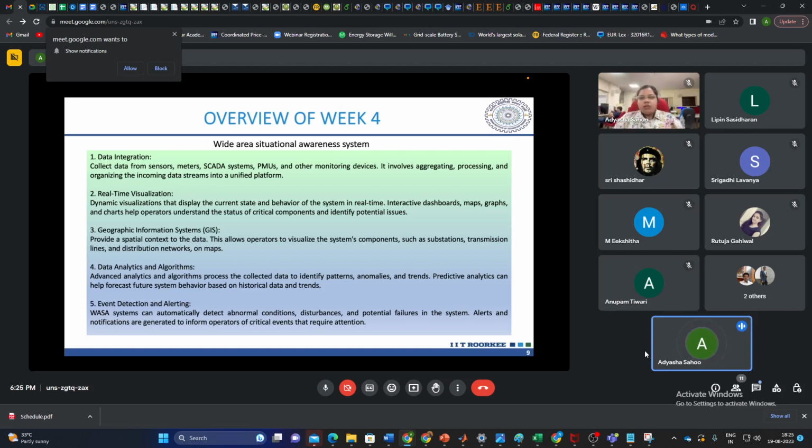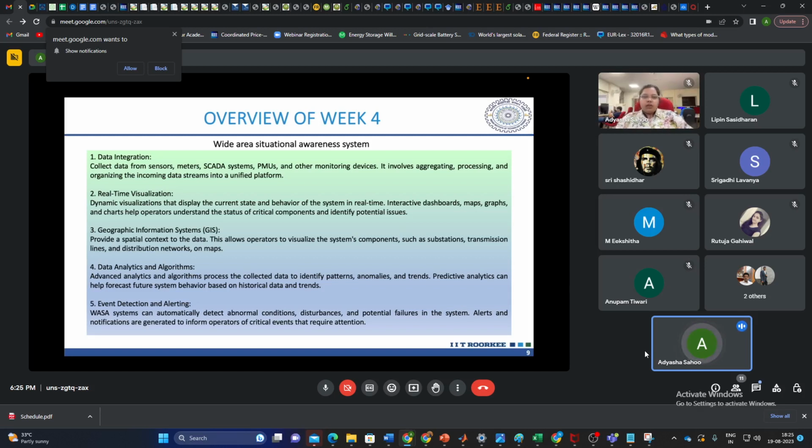Then obviously the third point is geographic information systems. Since these data are being collected over a wide area from different geographical locations, operators can visualize on the map which physical location this value of voltage or this value of power flow is coming from.